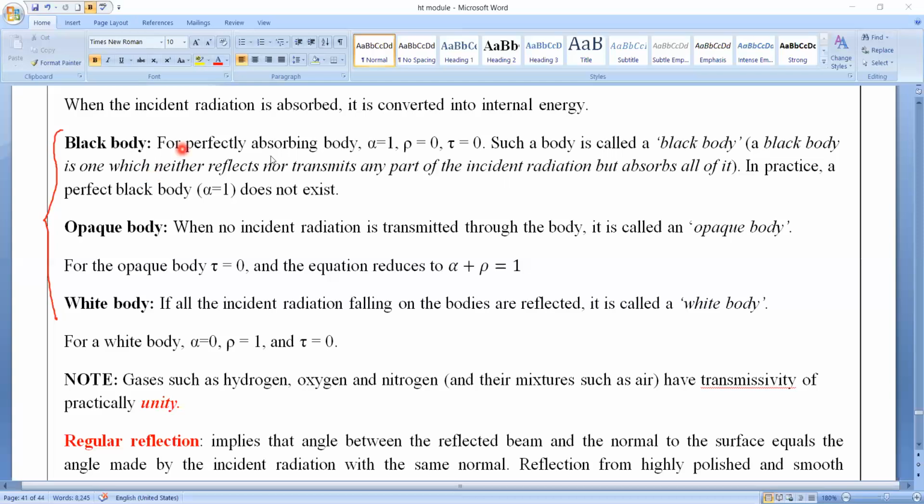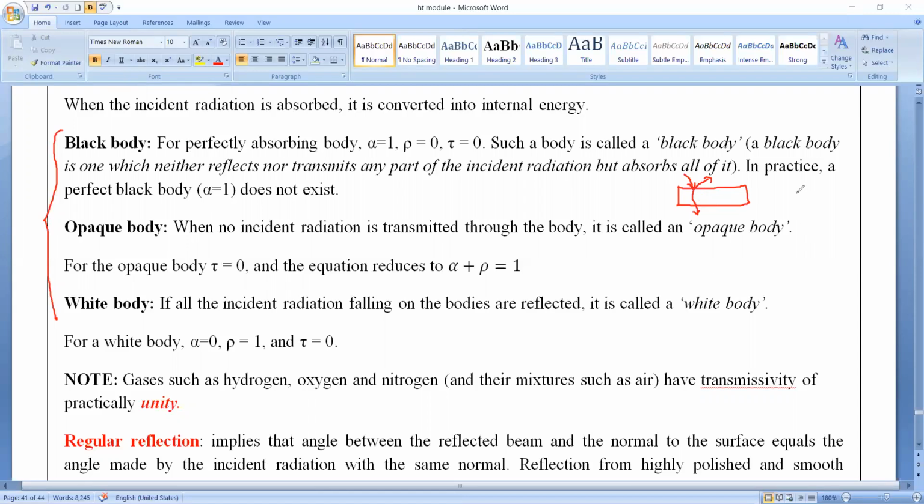Now how to define this black body? Let us consider a plate here. Let me assume this as a black body, and if some thermal radiations are falling on it, then neither will this surface reflect any thermal radiations nor transmit any radiation through it. Whatever thermal radiations are falling on it, complete radiations are absorbed by this body. Then only the body can be treated as the black body.